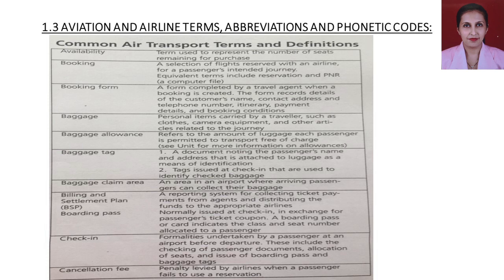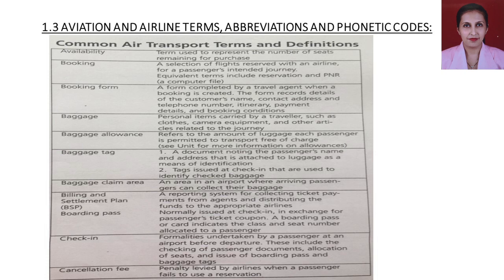So I'll read this explanation again. Boarding pass is normally issued at check-in, where it is given at the check-in counter in exchange for the passenger's ticket coupon. Why is this given in exchange for the passenger's ticket? It means the passenger's ticket henceforth is not required, only the boarding pass is required. A boarding pass or card, it's like a card, as I already mentioned, a rectangular shape card.